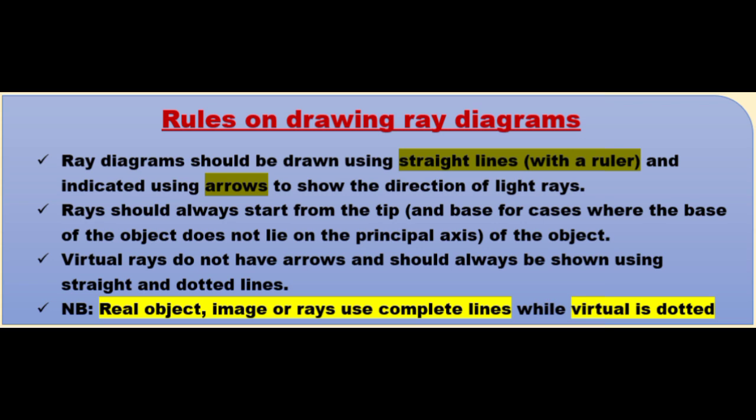A ray should always start from the tip of the object. There are two types of objects: objects which are touching the principal axis, and objects which are hanging, whereby they are not lying on the principal axis. In such a case, you should use the tips of the objects to be able to locate the image. Virtual rays do not have arrows and should always be drawn using straight and dotted lines. Virtual, dotted.